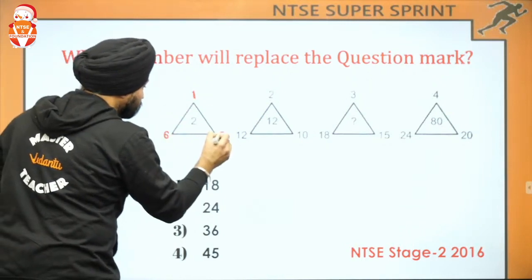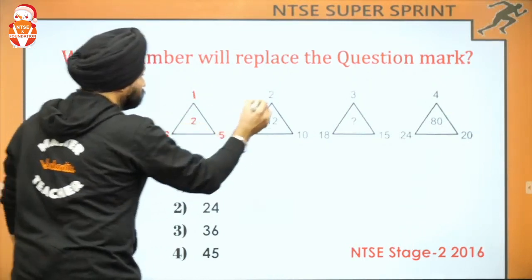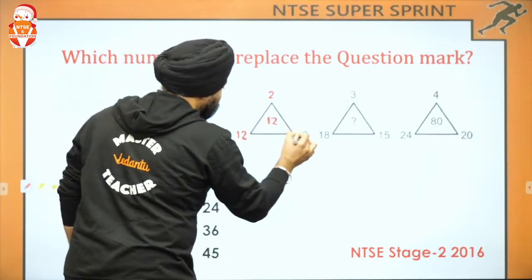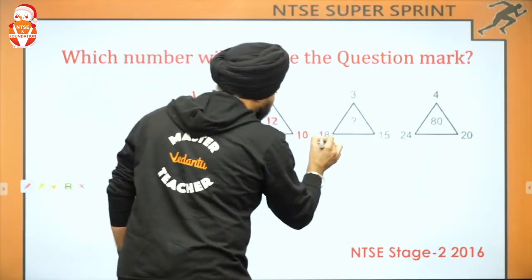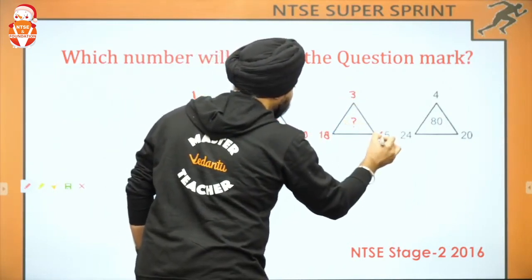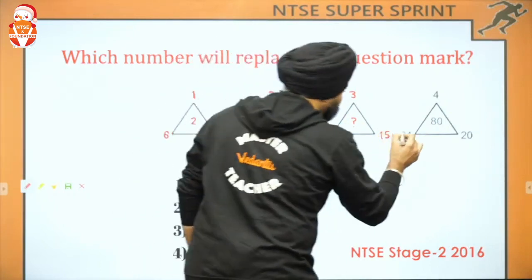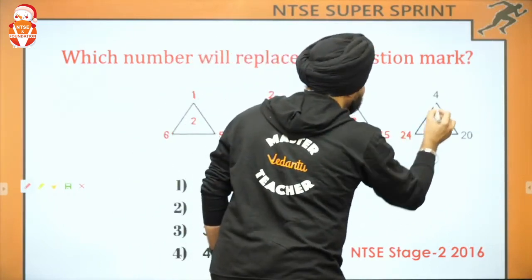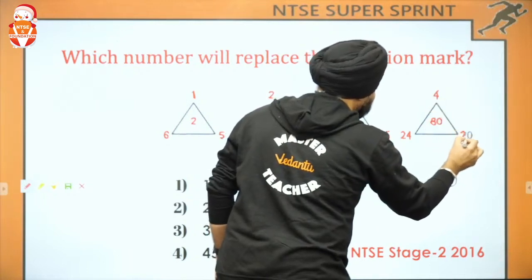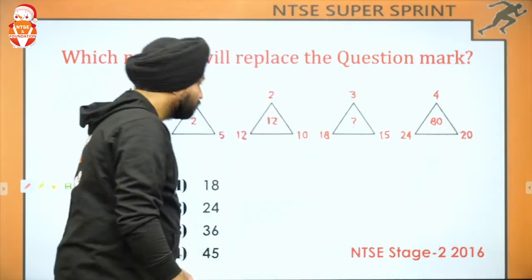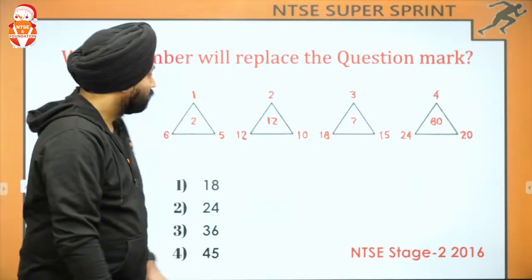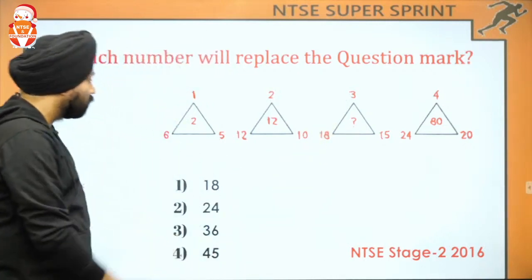1, 6, 5, 2, 2, 12, 12, 10, and then you have got 18, 3, question mark, 15, and then you have got 24, 4, you've got 80, and you have got 20, right? So these are the numbers which are available to you, and they are asking which number will replace the question mark, and you have got options also.